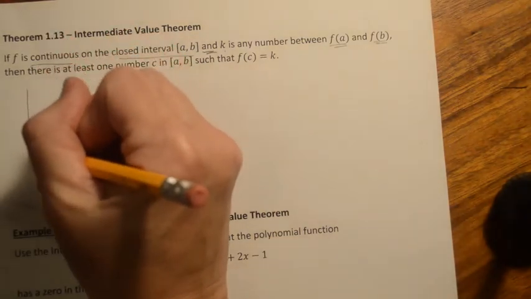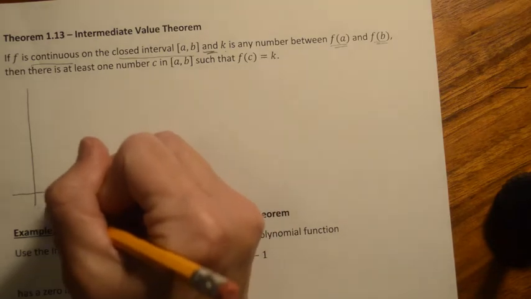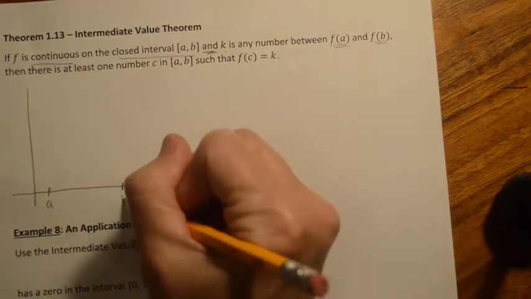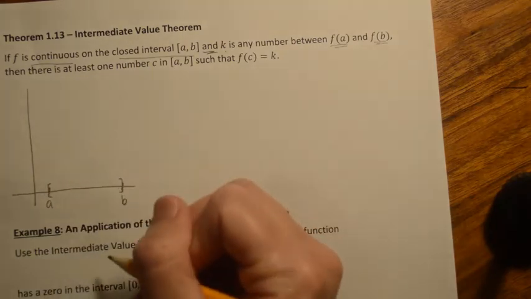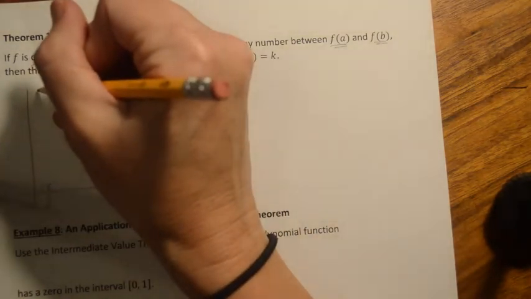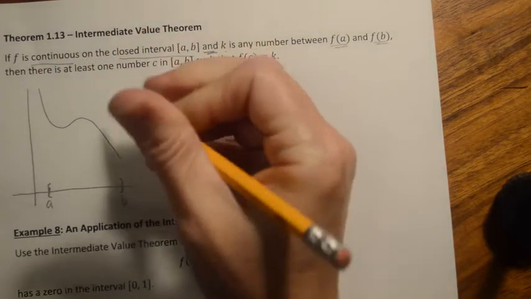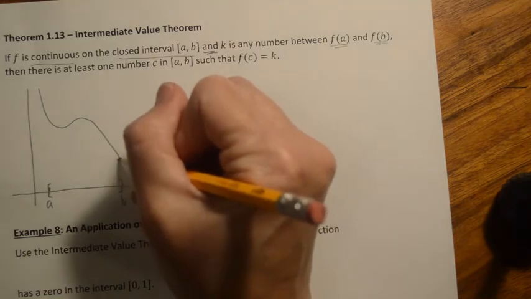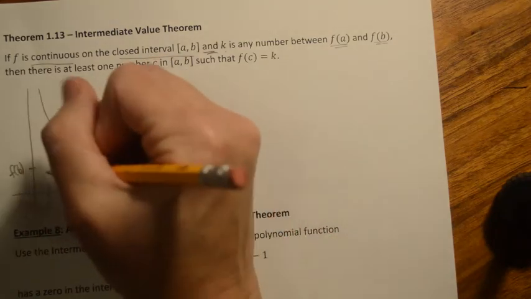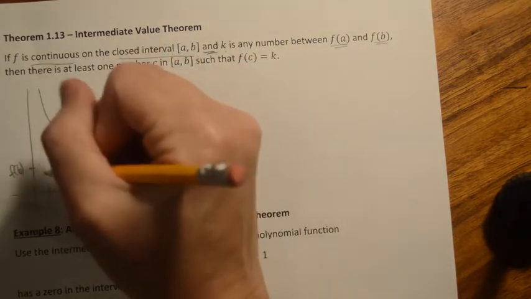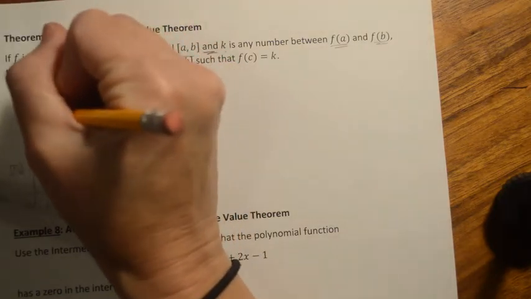So let's say we've got our function, this is a right here, this is b right here. We've got this closed interval. All right, and we've got some function that looks like this, let's say. All right, so here's f of b. So it goes up here, a meets up with our graph up here, so this is f of a.